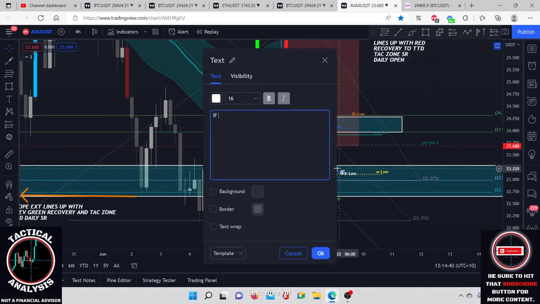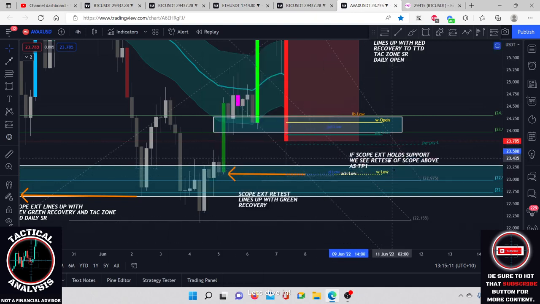If scope extension holds support, we see a retest of scope above as take profit 1. Okay, it's TP1, right? This is what we're looking for.